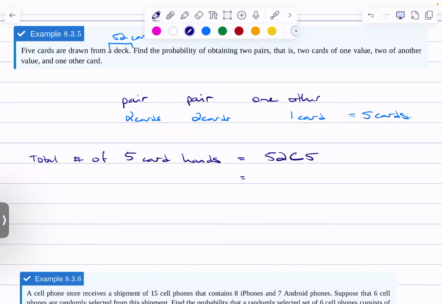You can use the factorial formula, but it's 2,598,960. It would still involve a lot of multiplying, and so I don't really see the point. So almost 6 million ways to draw a 5 card hand.